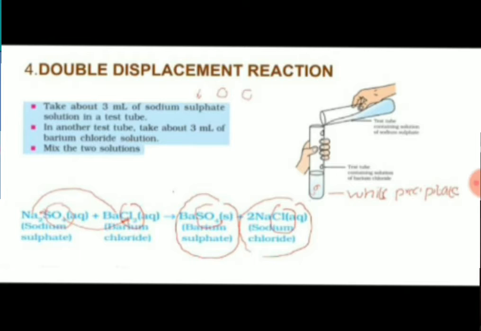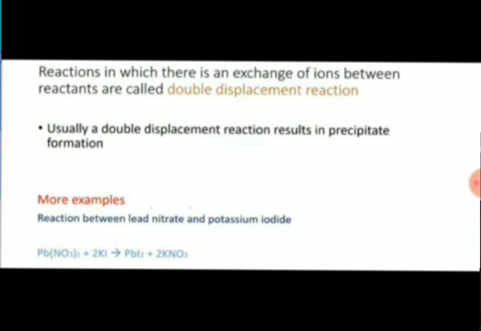Let's see another example. The reaction between lead nitrate and potassium iodide. Here lead, that is Pb, is displaced by potassium and iodide combines with lead, while nitrate is added to potassium. Here a yellow precipitate is formed. This is all about the double displacement reaction. So the double displacement reaction is the reaction in which there is an exchange of ions between the reactants.